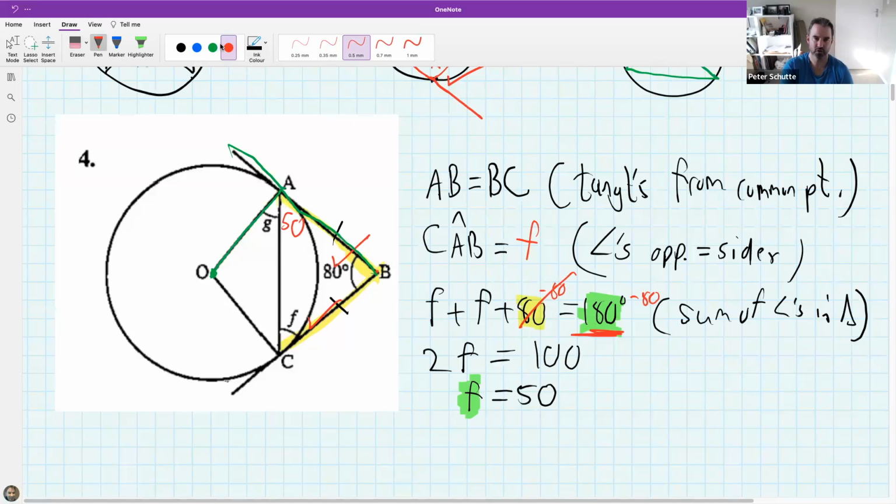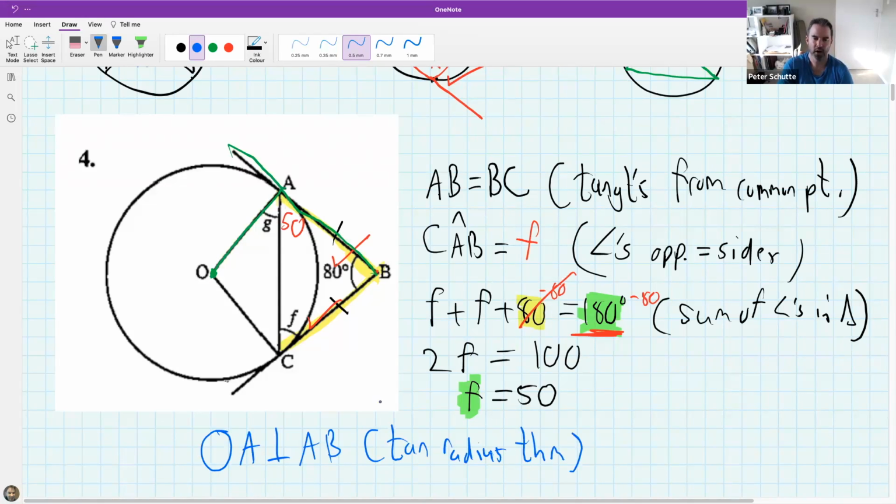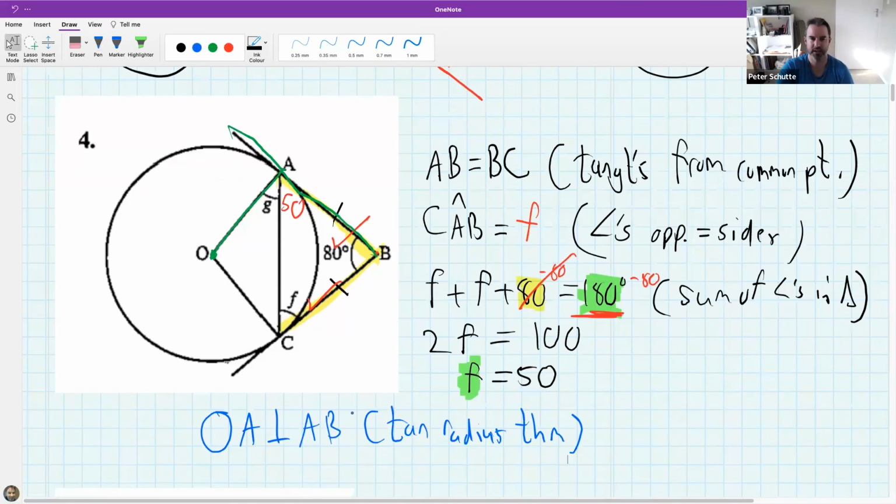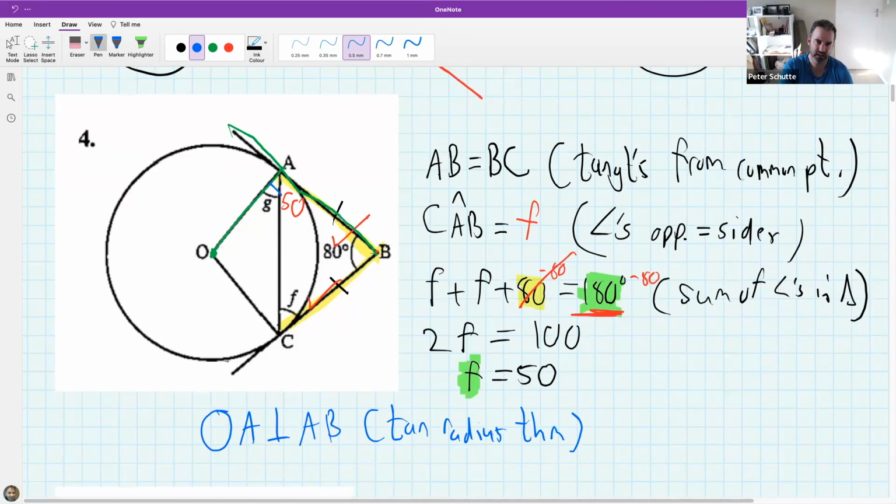So if I say to you that OA is perpendicular to AB by the tan radius theorem, what do we know that G has to be? So we were saying, look, this thing over here is 90. What does G have to be? So think about this angle over here, the G, and the thing next to it have to add up to 90. So G would just be 40.